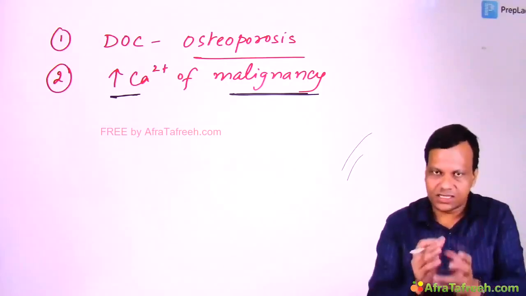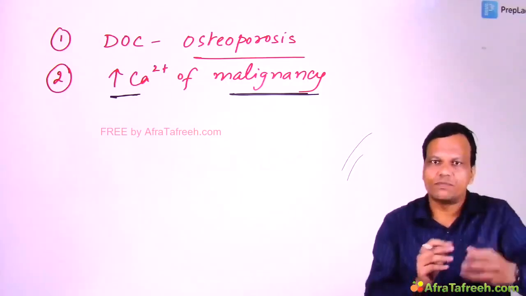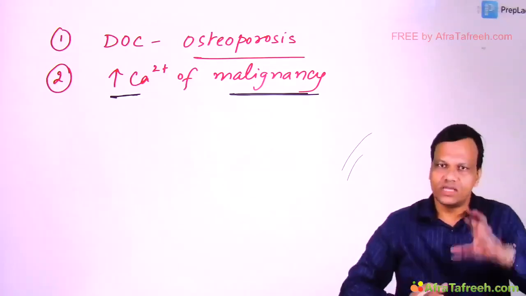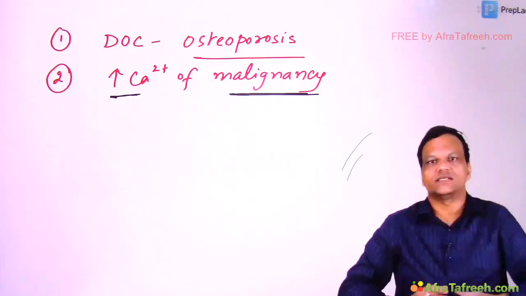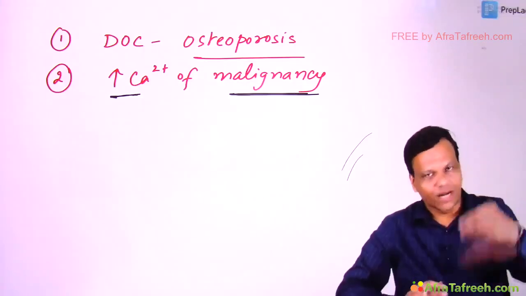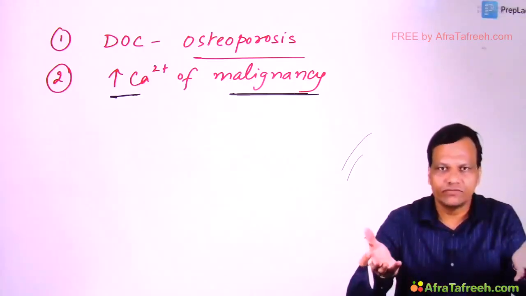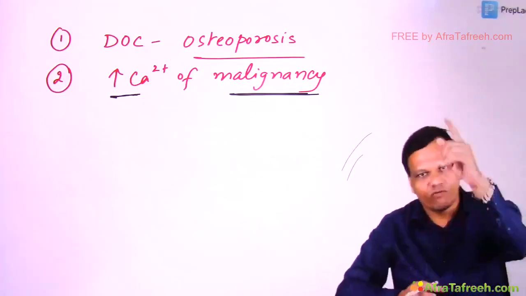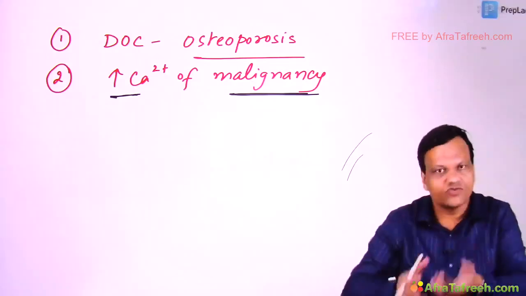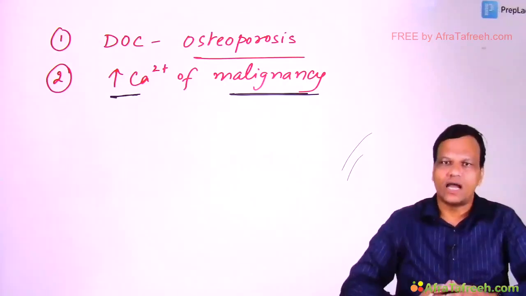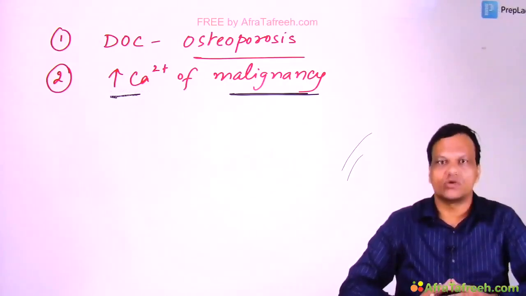The cancer cells metastasize to bone and produce osteolytic secondaries. In simple language, they will stimulate osteoclasts there. When osteoclasts are stimulated, calcium from the bone comes to the blood, which leads to hypercalcemia. So when there is hypercalcemia due to osteoclasts, obviously we will want to inhibit osteoclasts, and bisphosphonates do the same thing. So bisphosphonates are drug of choice for hypercalcemia of malignancy also. Okay.